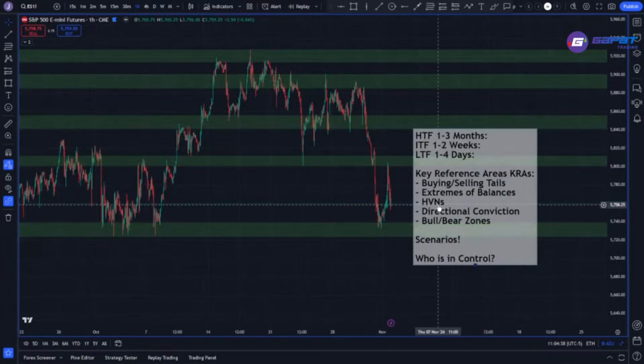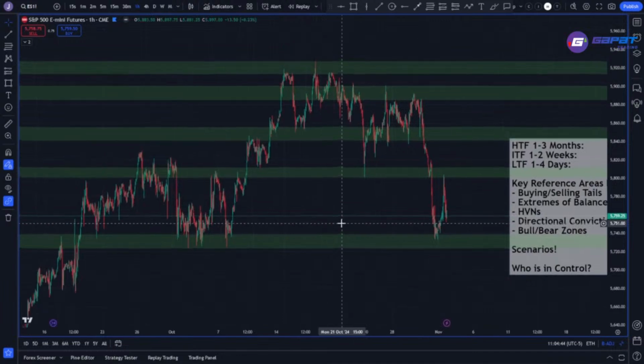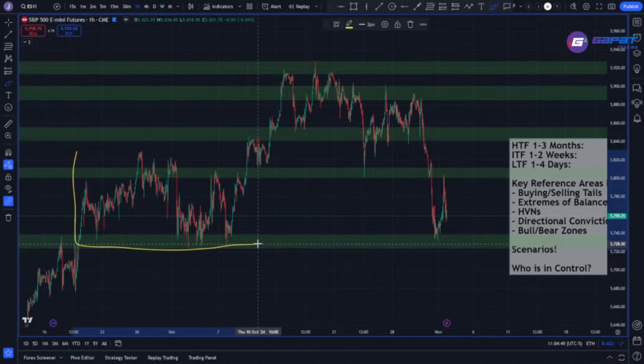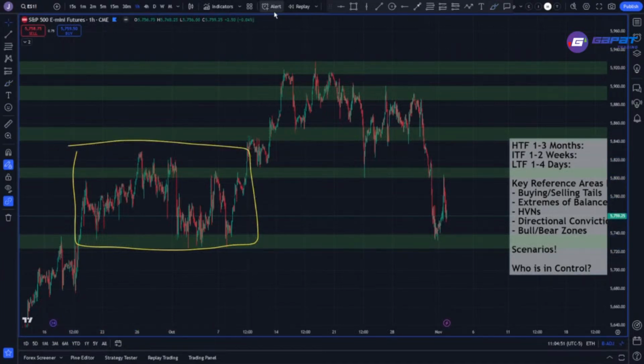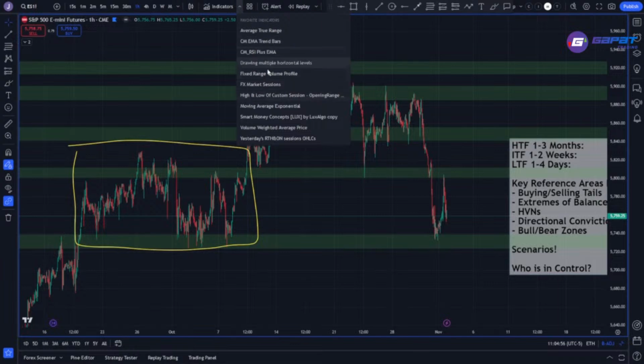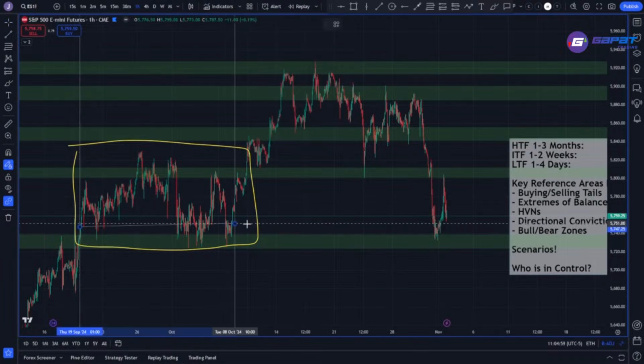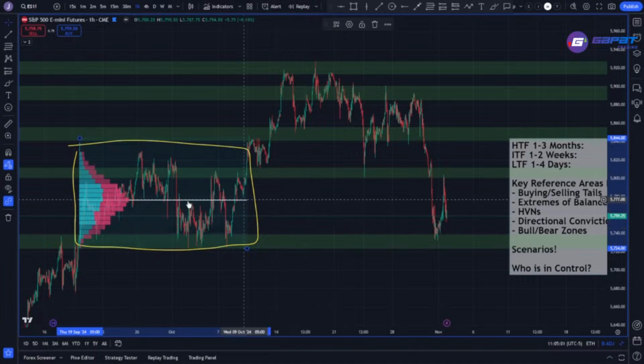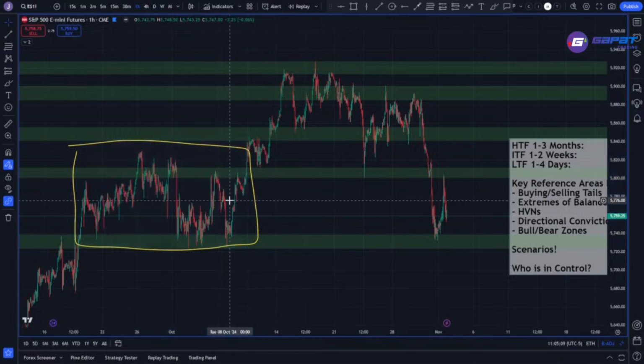And then high volume nodes, HVNs. I've gone over this in the past as well, and again, it has to do with balance areas. If we look at this balance area here, you can use the fixed range volume profile indicator if you want. Oh, wrong button. Fixed range volume profile, draw it over the balance area, and it will give you the high volume node. Typically, the high volume node is in the middle of the balance. That's where the most volume occurs inside of a balance, right in the middle. So you could have a zone right here.